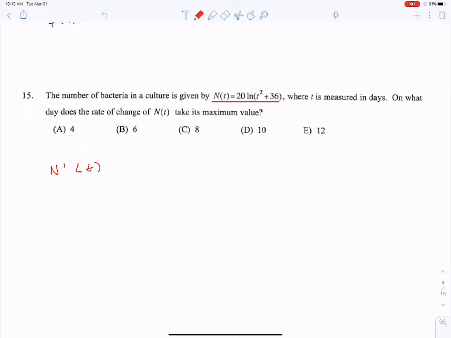So what I'm going to do is take the second derivative of this. And again, this is a calculator thing. So I'm going to get N double prime of T and set it equal to 0. And then whatever values I get, I'm going to make a quick sign chart and plug some values in from there. Whatever those critical values are, I'm going to use that. Any follow-ups on 15?